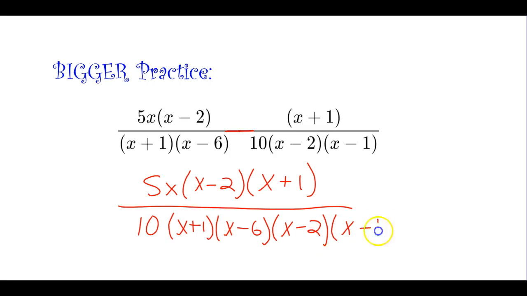So now's the fun part. You just gotta cross a whole bunch of stuff out. So what cancels? The x minus 2's cancel. X plus 1, x plus 1 on top and bottom.